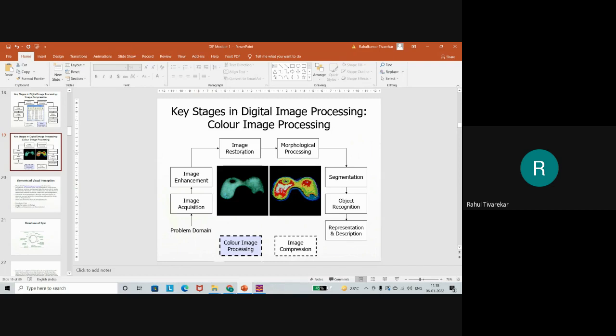Then we saw restoration, where we use some mathematical algorithms or mathematical tools to remove irregularities such as horizontal and vertical cross lines or salt and pepper noise and so on, which follow some kind of mathematical probability distribution. So we remove those kinds of noise by using image restoration. Then we use morphological processing.